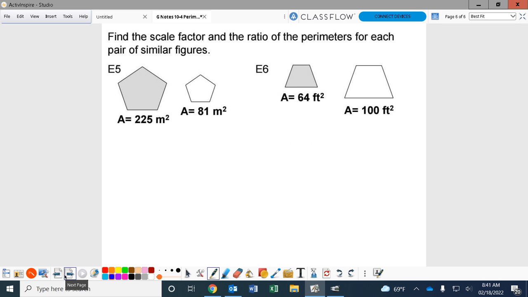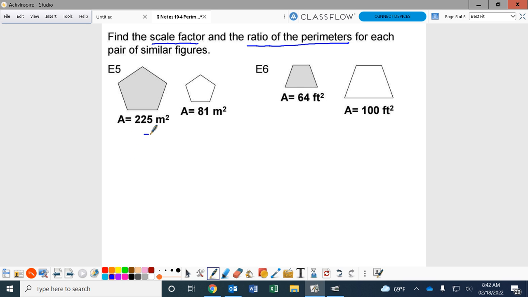Last two. So this is about finding the scale factor, the ratio of the perimeters for each one of these. We're starting off with their areas. We have to work backwards. Guys, listen to me. We have to work backwards. Before, when we started this, we took and we squared everything. When we have the area though, and we want to work backwards to regular units, guys, how do you undo squaring something? Square roots.